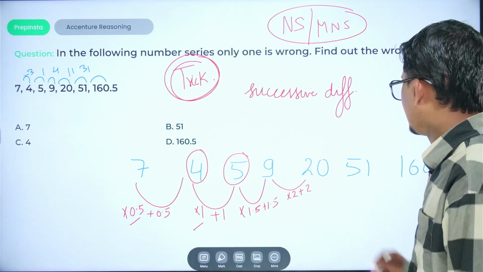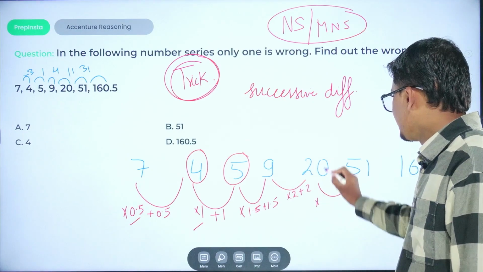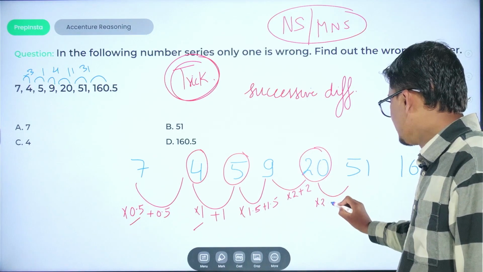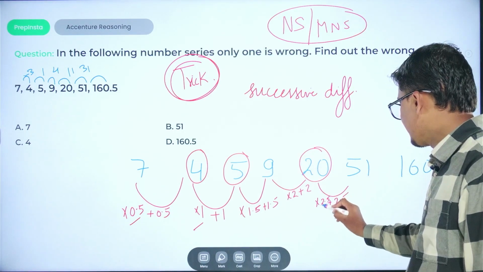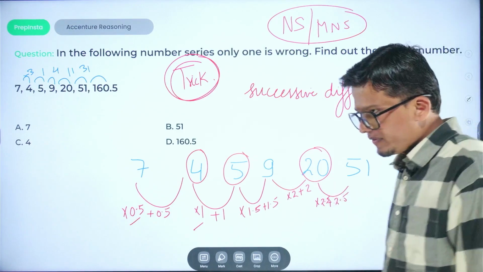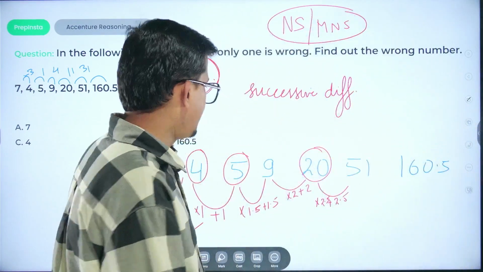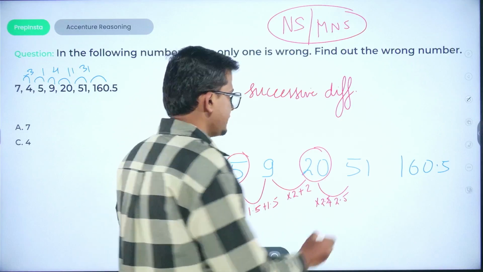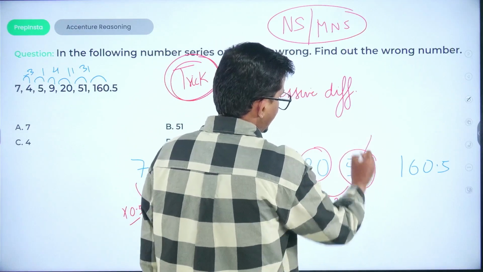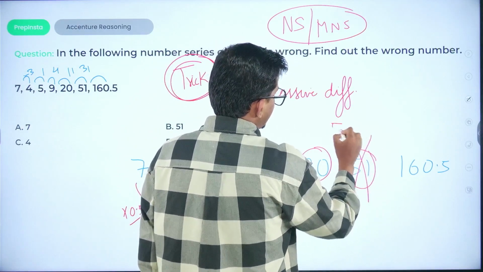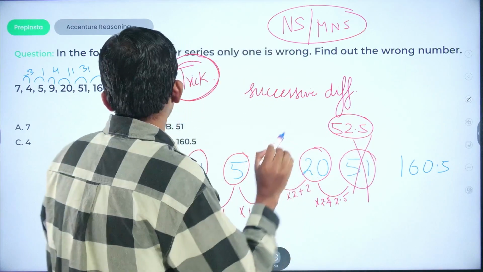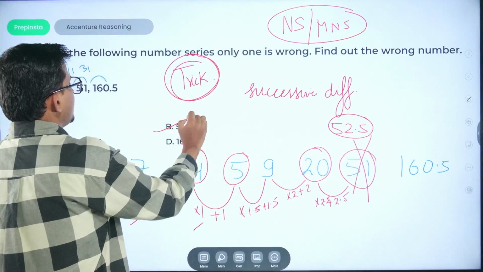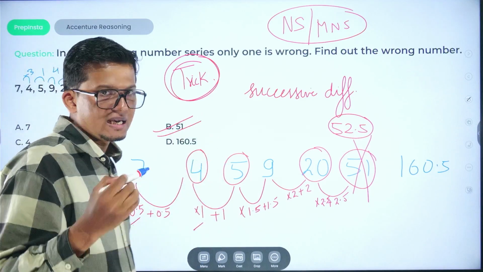Now multiplying it by 2 and adding 2, 9 into 2 would be 18, plus 2 would be 20. In the same fashion, multiplying the number 20 with 2.5 and adding the same number, 2.5. So 20 into 2.5 will be 50, and 50 plus 2.5 would be 52.5. But here it is 51. The right number should be 52.5. So the wrong number must be 51. So option B would be the right answer.